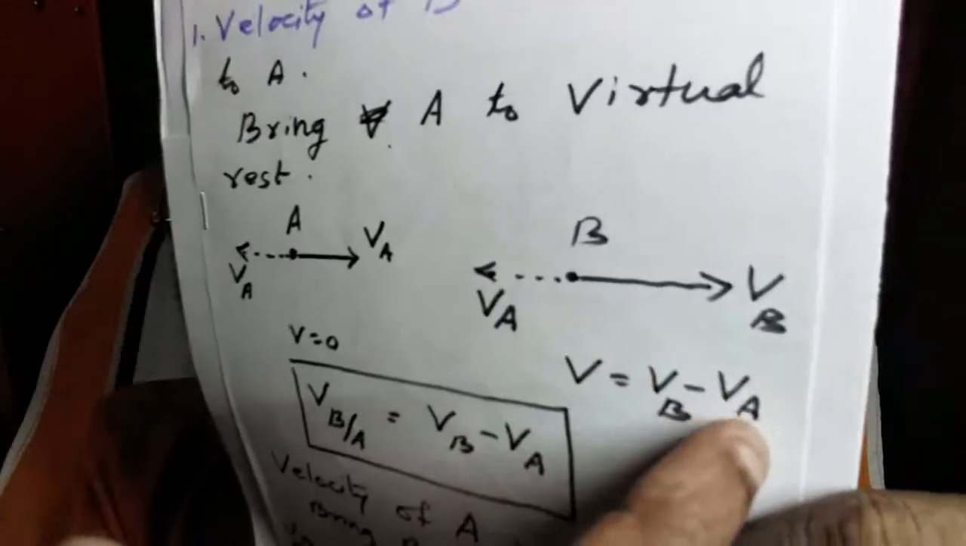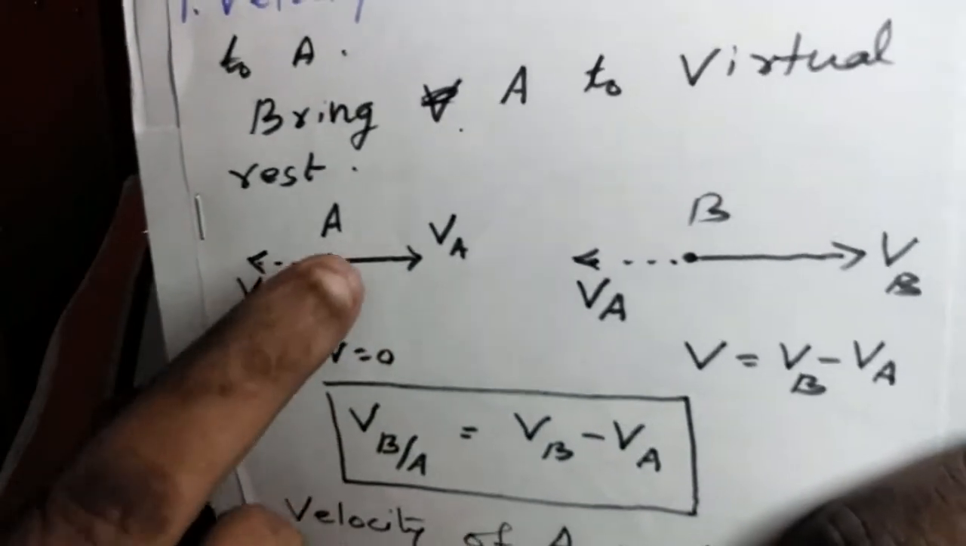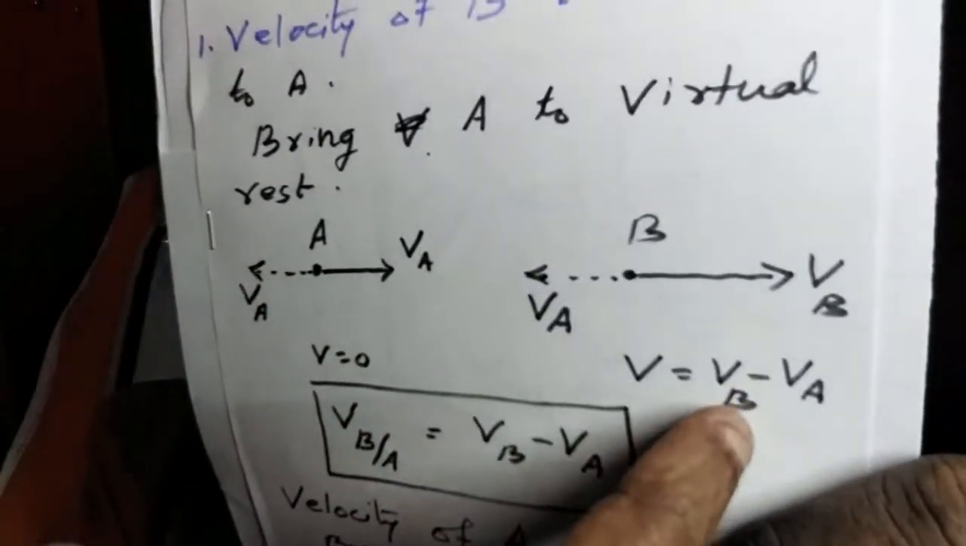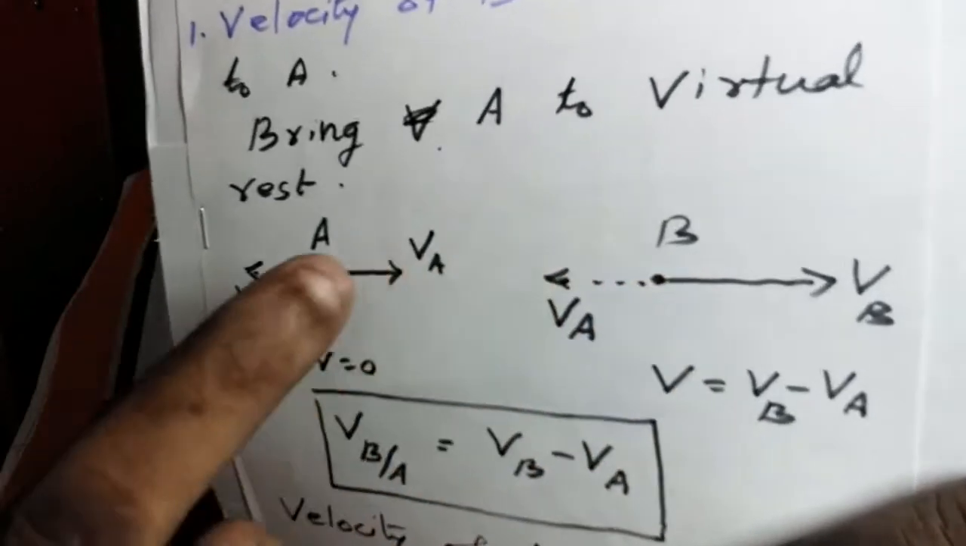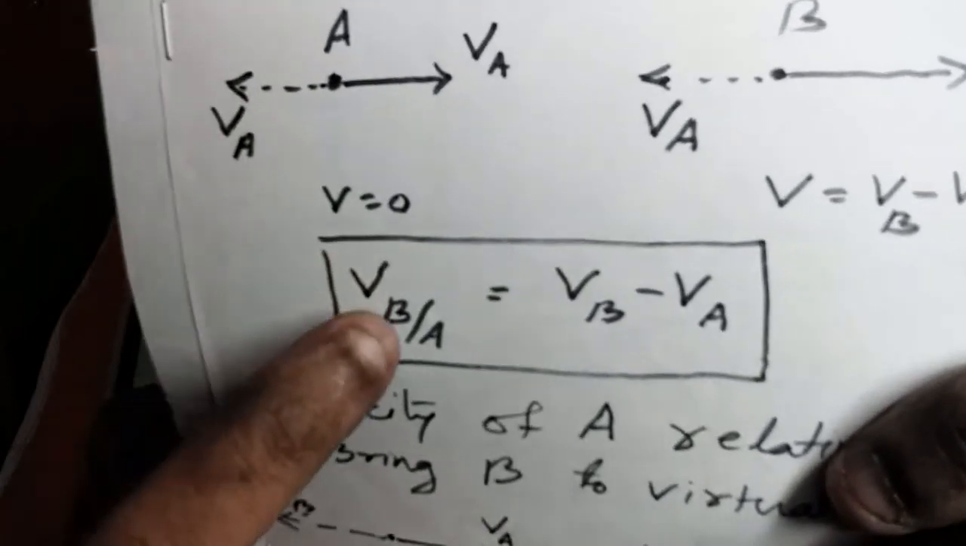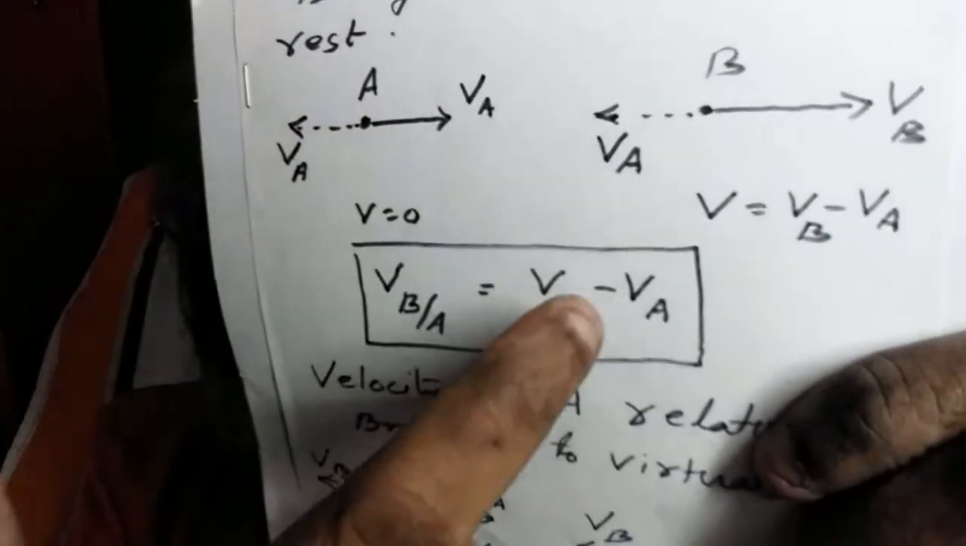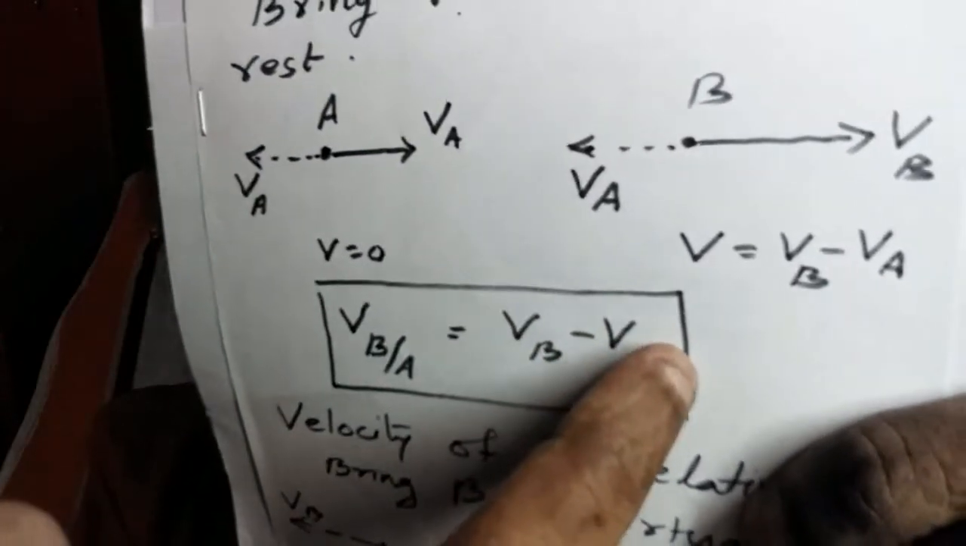This is the velocity observed by an observer or by a man in the car A, and this is called velocity of B relative to A. It is written using the symbol VB/A. VBA equals VB minus VA.